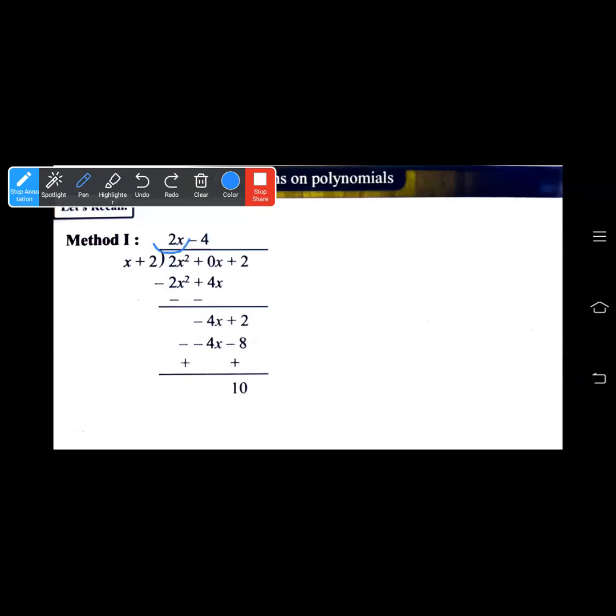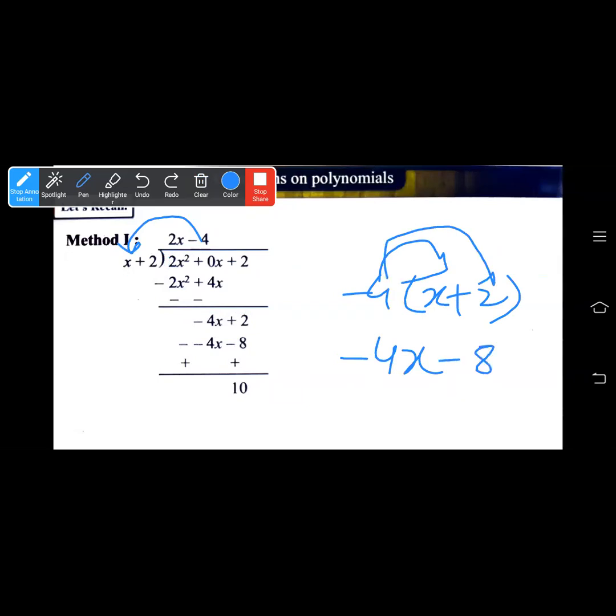So you can see पहले हमने 2x लिखा था, उसके बाद में minus 4 लिख दिया. So ये minus 4 should be multiplied by your divisor. So minus 4 multiplied by x will be minus 4x. Minus 4 multiplied by 2 is minus 8. Minus 4x minus 8 को हमको यहाँ पे लिखना है under minus 4x plus 2.